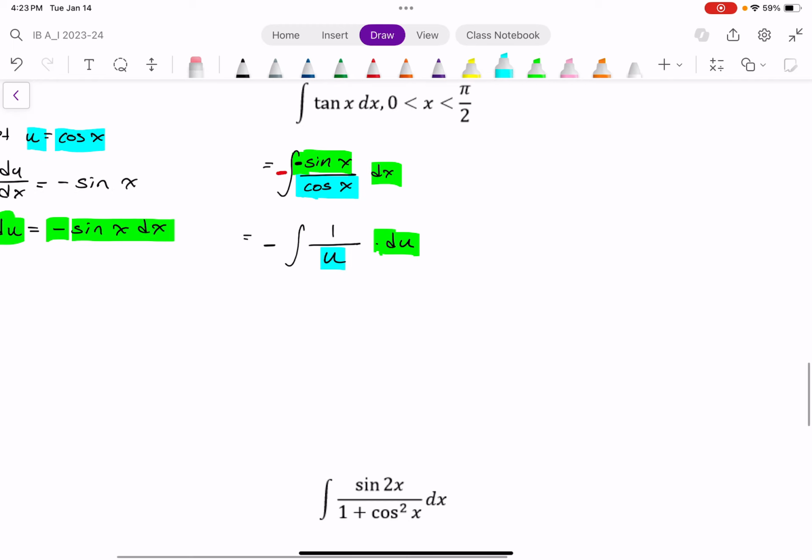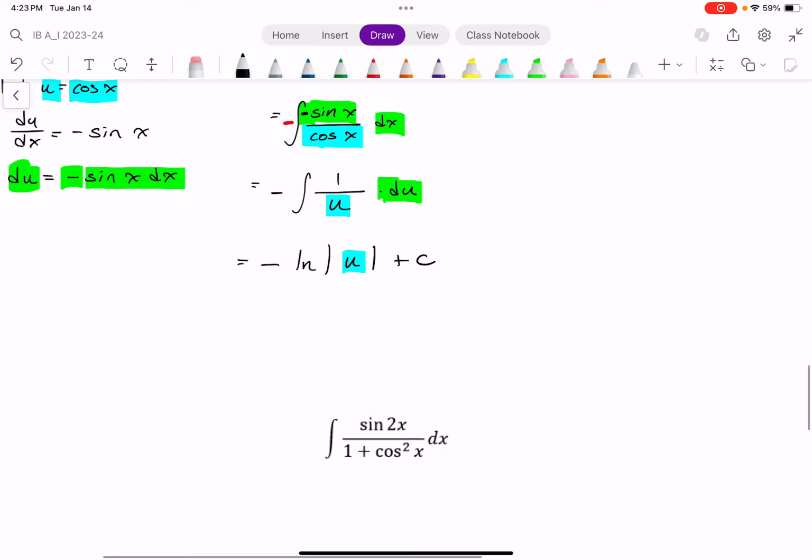And now I can see, yep, this is going to lead me to an antiderivative involving the natural logarithm. So I have minus the natural logarithm of the absolute value of u plus my constant. Let's take u and put it back to cos x. And it seems like we're done, and we're almost done.